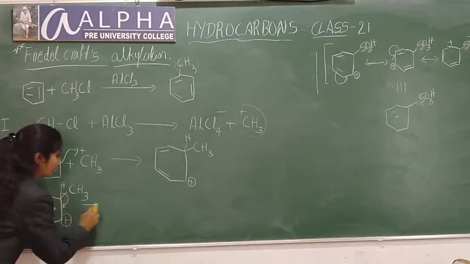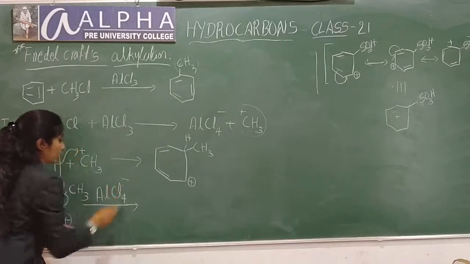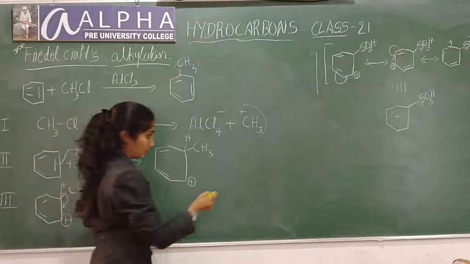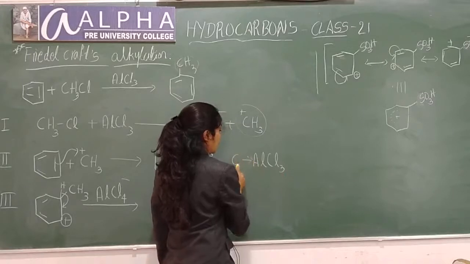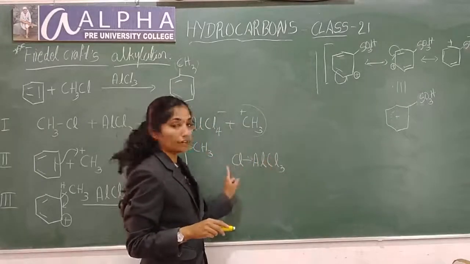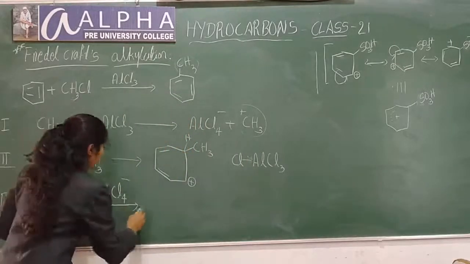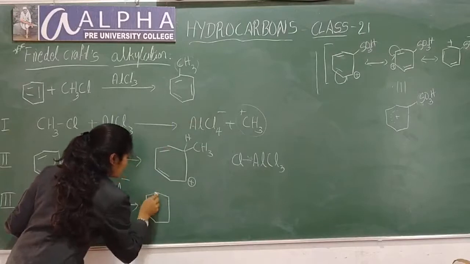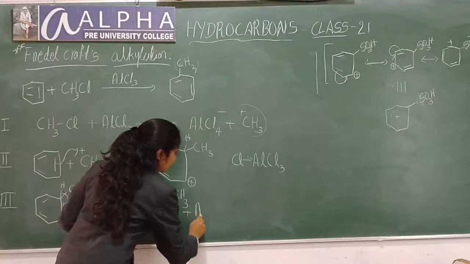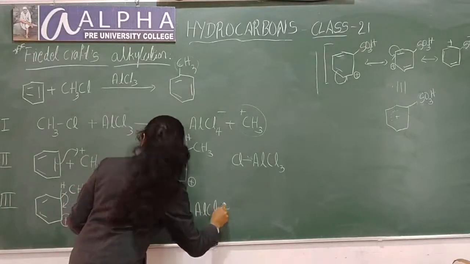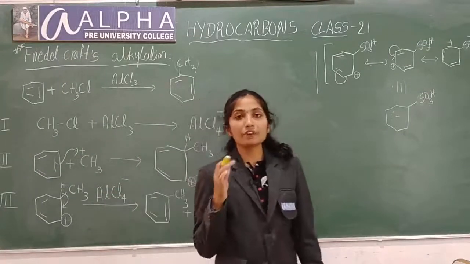These electrons will come here. So this AlCl4 minus, that means it will be like this, AlCl3 and Cl, like this it will be there, AlCl4 minus. So this one Cl will go with this proton H plus. So it forms methyl substituted benzene, methyl benzene, plus AlCl3 plus HCl. So this is the Friedel-Crafts alkylation reaction.